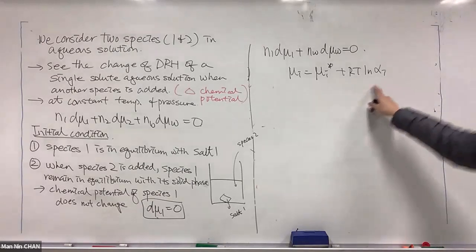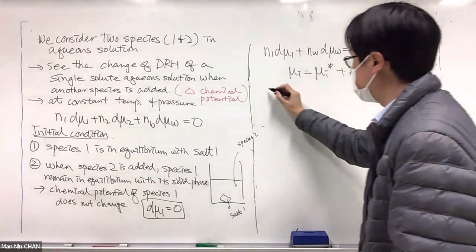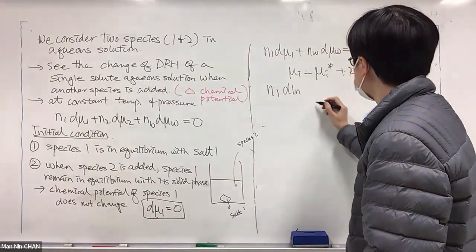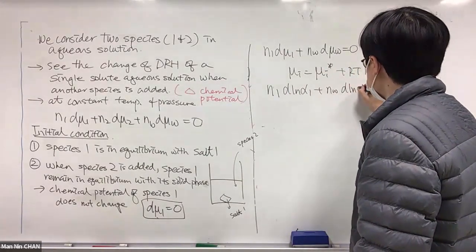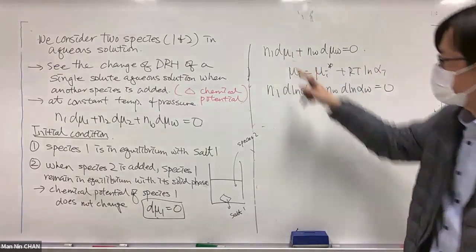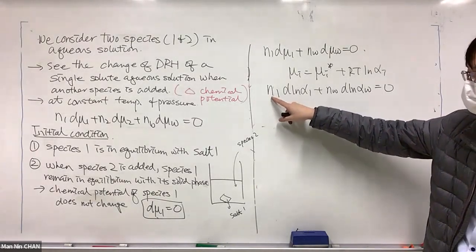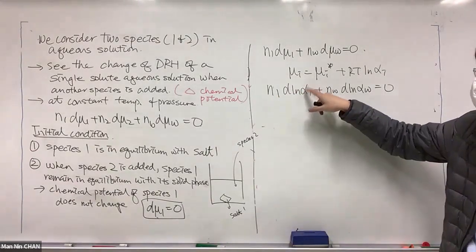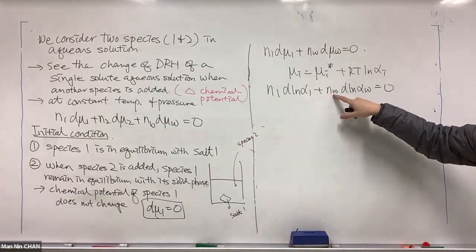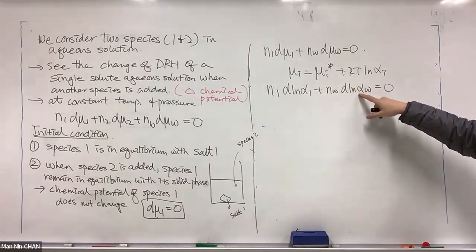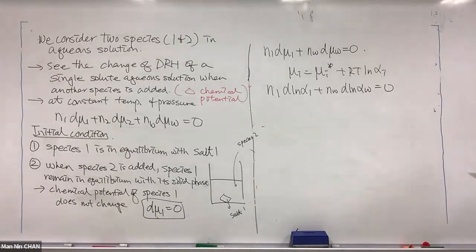So if you substitute this one into this equation, and then replace the chemical potential, you will find that now it becomes the concentration of your species 1, times the natural log of its activity. Remember, this is the activity of your species 1, plus the number of moles of your water, times the natural log. This is the activity of your water, okay, in this case.